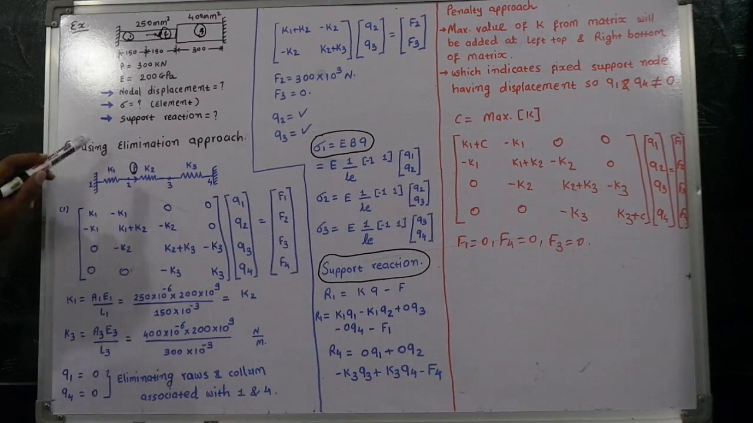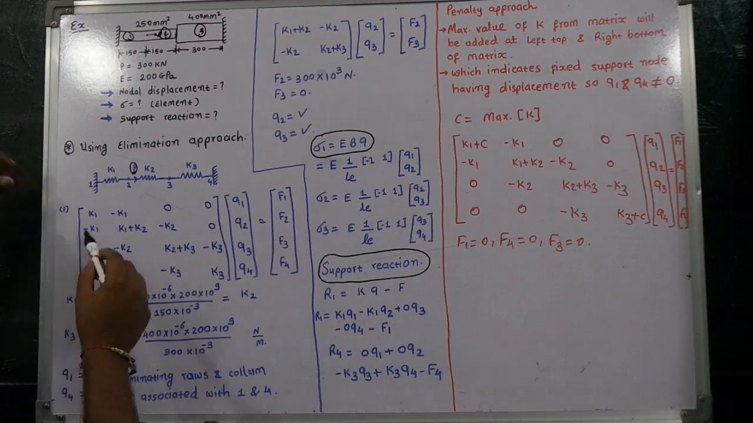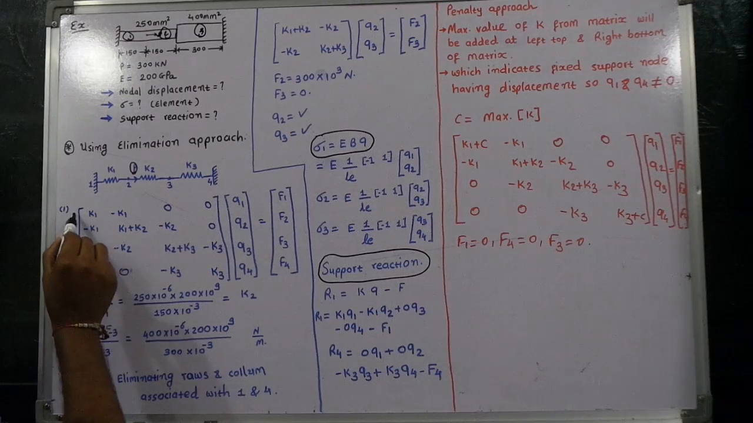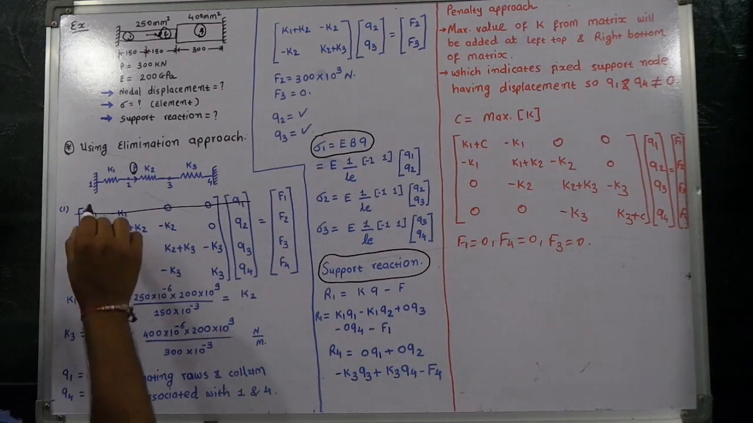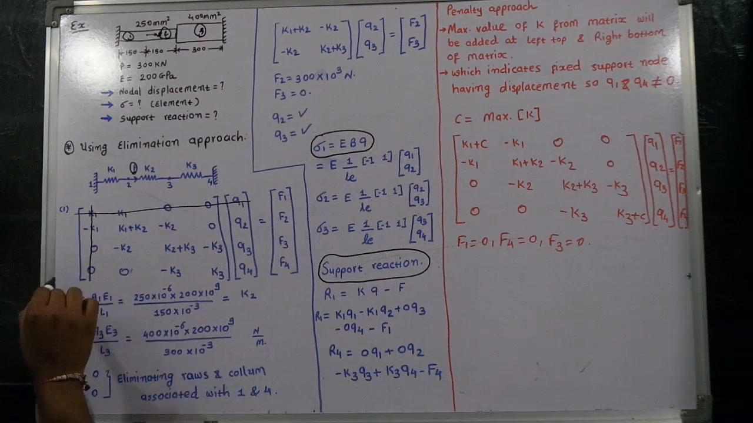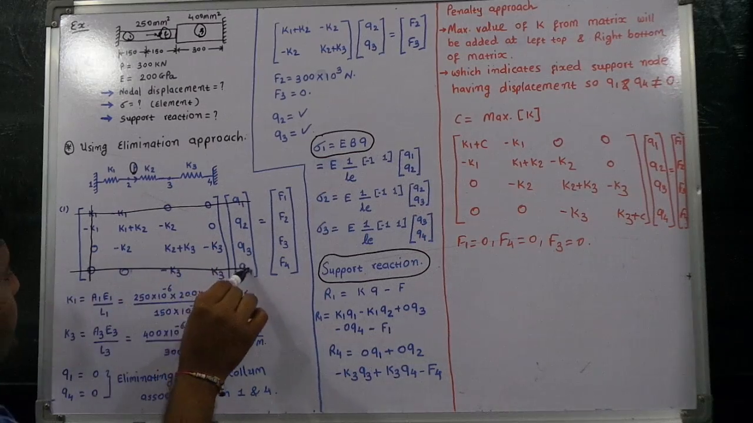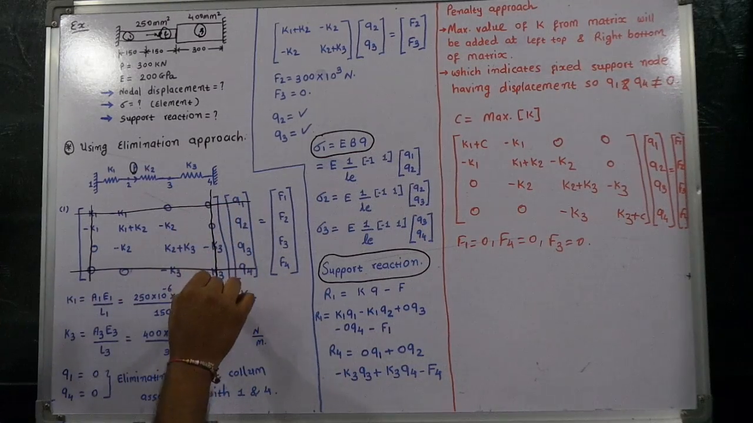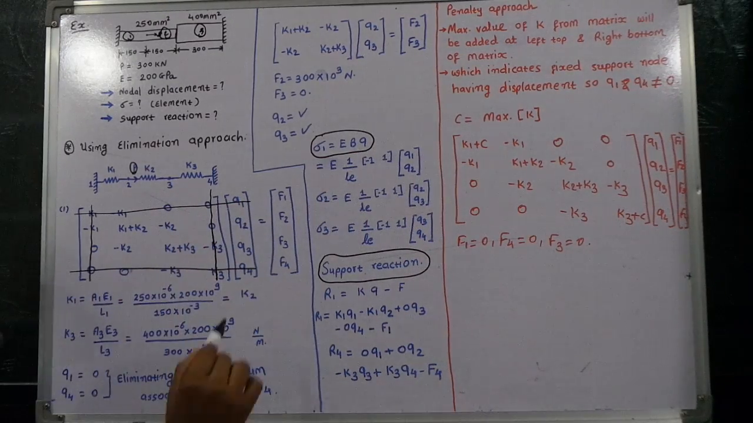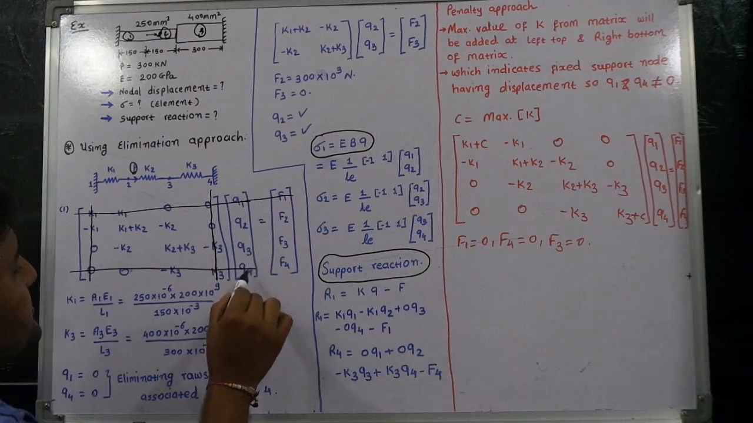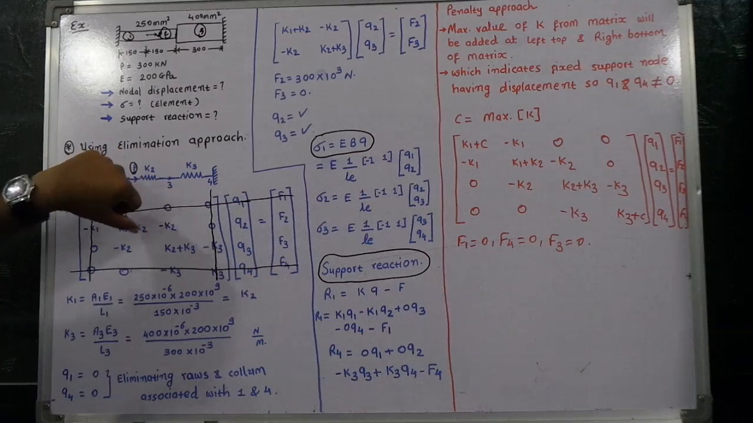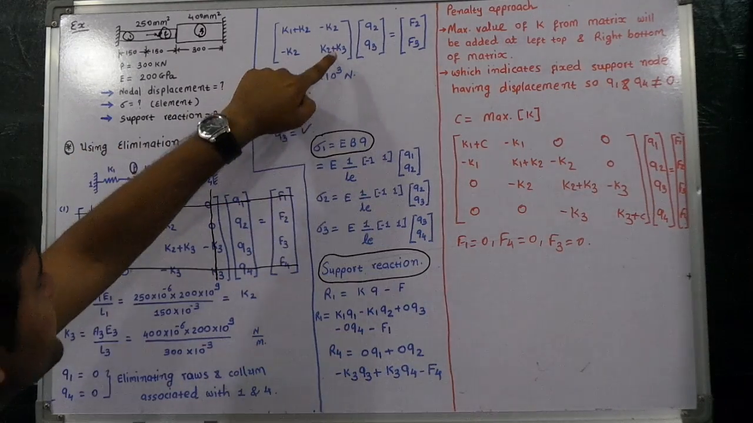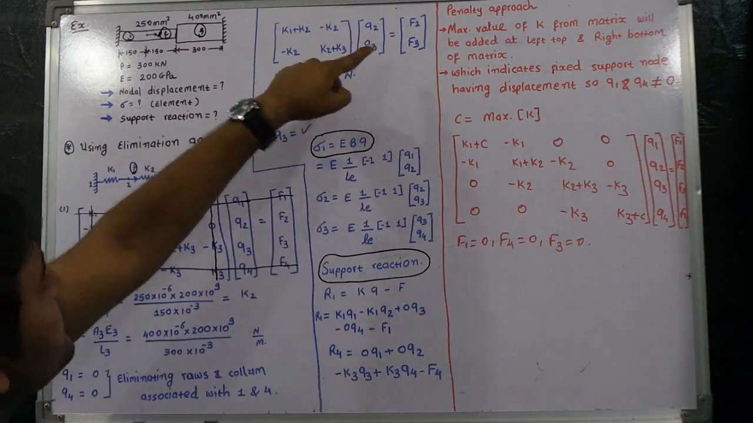Now in the elimination approach, we eliminate the rows and columns related to the fixed displacements Q1 and Q4. So I am eliminating the first row and first column, and also the fourth row and the fourth column, because Q1 and Q4 values are 0. So what is remaining? K1 plus K2, minus K2, minus K2, K2 plus K3, times Q2, Q3, is equal to F2, F3.